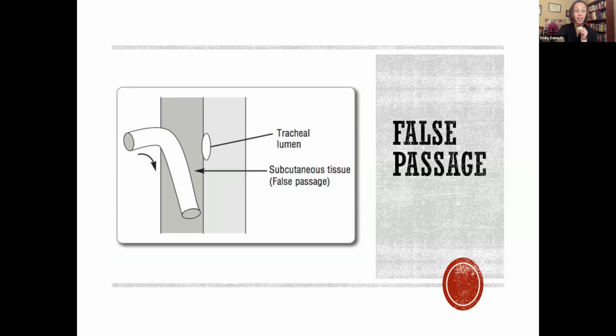Now if you ventilate with a bag valve mask, a trach tube that's in a false passage, you can create massive subcutaneous emphysema, which can be a life-threatening emergency. So we'll talk about how to handle that. But this is an example of dislodgement.